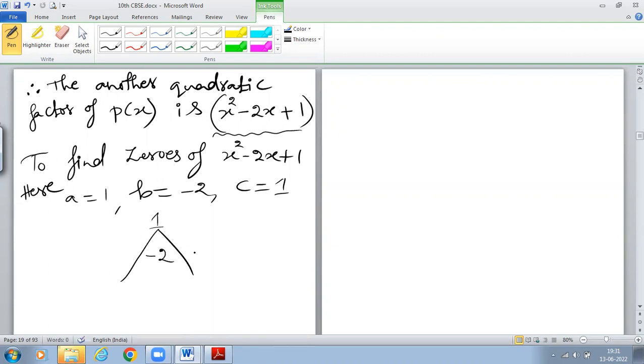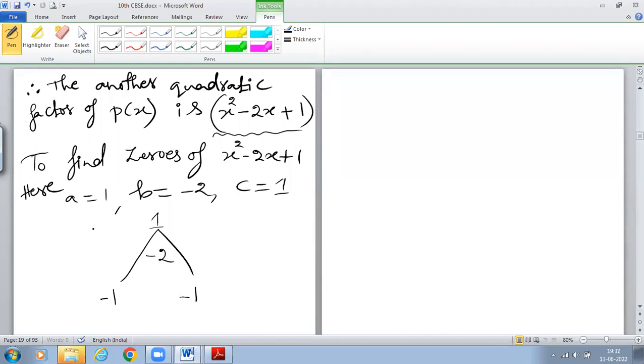Now which numbers multiply to get 1? That is very simple, 1 into 1. When we add 1 and 1 we get 2, but the sign of 2 is negative. The product is plus and the addition is negative, so we put negative for both numbers. Minus 1 into minus 1 is plus 1, and when we add minus 1 and minus 1 we get minus 2. Hence we got minus 1 and minus 1.